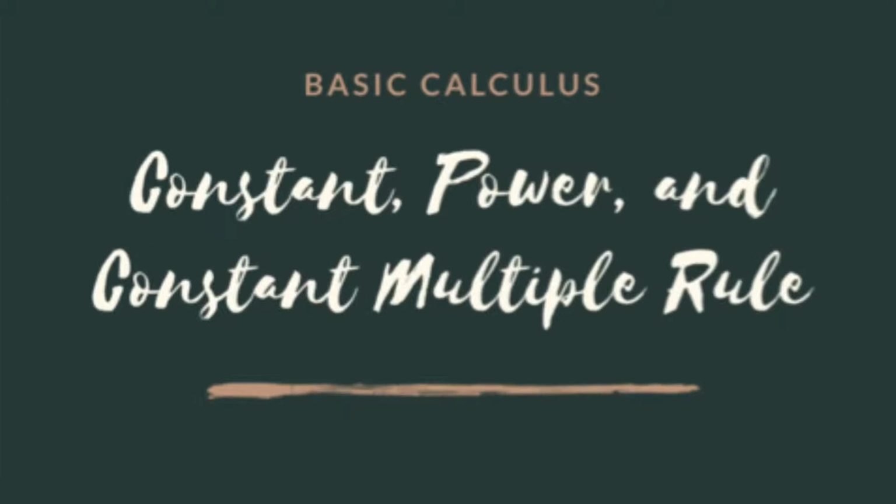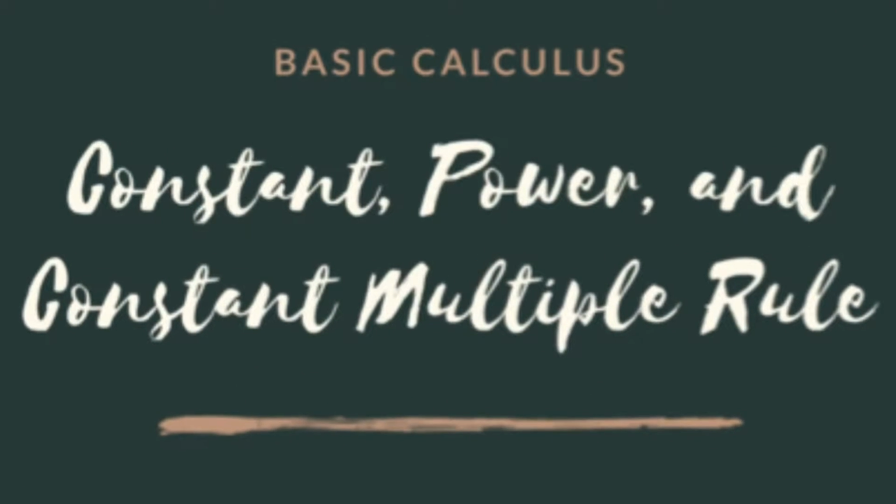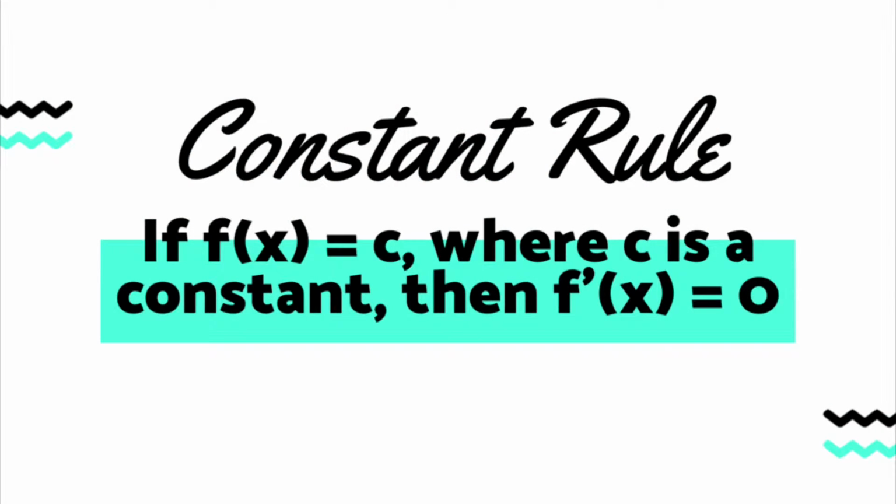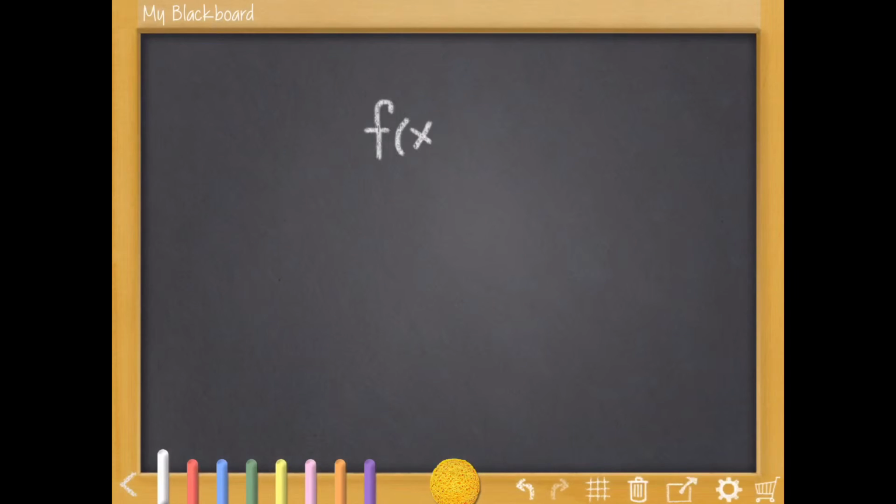So today, we are going to talk about the constant, power, and constant multiple rules. The first rule that we are going to undergo is the constant rule. If f of x is equal to c, where c is a constant, then f prime of x is equal to 0. Given f of x is equal to 100, f prime of x is equal to 0.